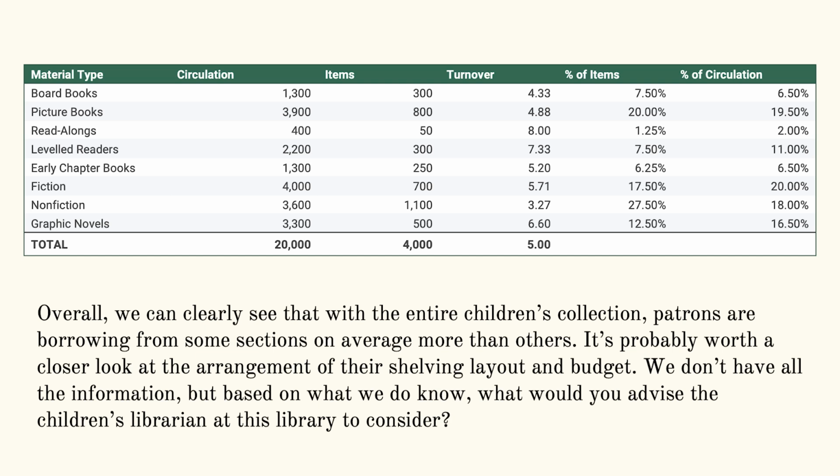A lot of libraries handle these cross-genre, cross-format things like graphic nonfiction differently. Maybe that needs to be pulled out and put somewhere more obvious. Maybe you need to be doing more displays. There's a lot of different things you might take away. One thing I've found doing this assessment with real branches is you might find that leveled reader nonfiction does really well for you, which some libraries shelve with their nonfiction rather than their leveled readers.